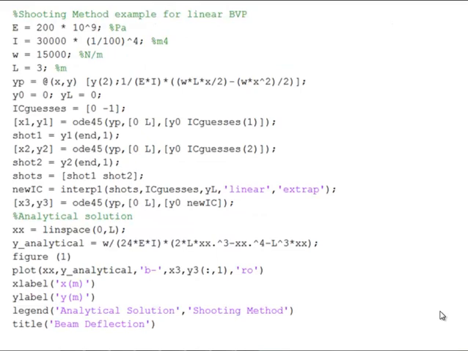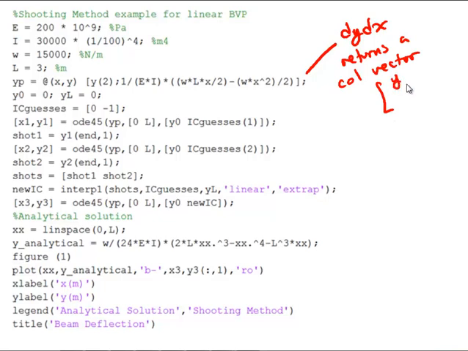Here's our MATLAB code to implement the shooting method for this problem. You'll see right here is our dy dx function. Again, just like we've been using for our initial value problems, we've written the differential equation as a system of 2 first order differential equations, and our dy dx function returns a column vector of dy1 dx and dy2 dx.